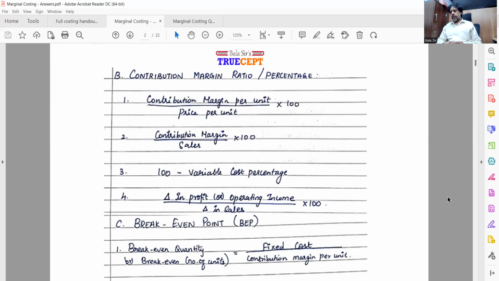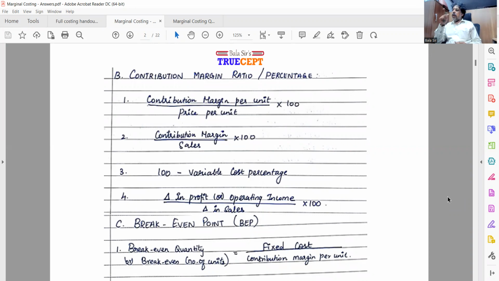Next is 100 minus variable cost percentage, which I discussed. I can find the variable cost as a percentage of sales. For example, I can divide 120 rupees upon 200, which is 60%. Or I can take the variable cost amount, 1,20,000 for year one, upon 2 lakh rupees. If you want year two, no problem: divide 1,92,000 by 3,20,000. How much do you get? 60%. So variable cost is 60% of sales.